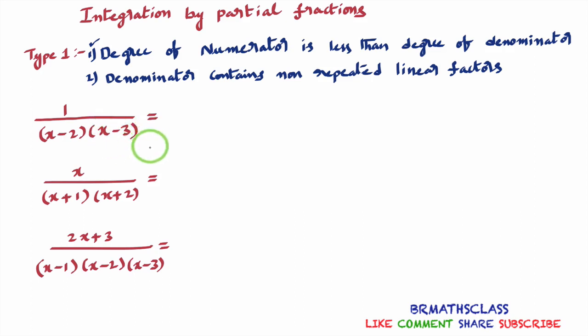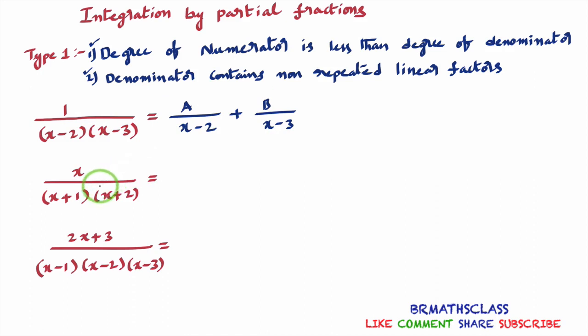So whenever you observe a rational function of this type, which type? Degree of numerator is less than degree of denominator and denominator contains non-repeated linear factors. Then how do we convert this into partial fractions? This is the procedure. If we write this rational function like this, then you will get the answer very easily. I'll write it as a divided by x minus 2 plus b divided by x minus 3. Further, I'll proceed to find the values of a and b. It is important: you must know this rational function satisfies these 2 conditions. That's why we should write it into partial fractions like this.